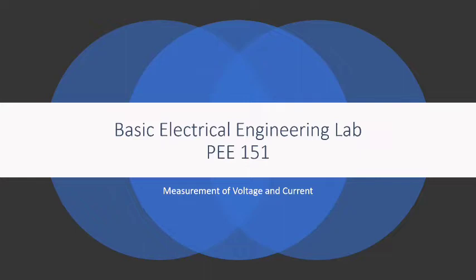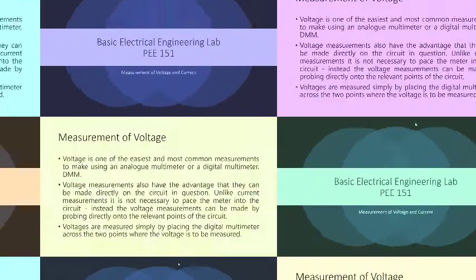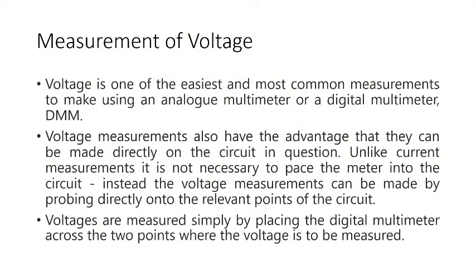Before proceeding to our first lab experiment, let us first get to know how to measure two of the very basic electrical quantities, which are voltage and current, as they both play a very important role in analyzing any given circuit in our experiment. See, measurement of voltage is one of the very easiest and one of the most common measurements which we come across in our labs, or we can say that in our day-to-day lives.